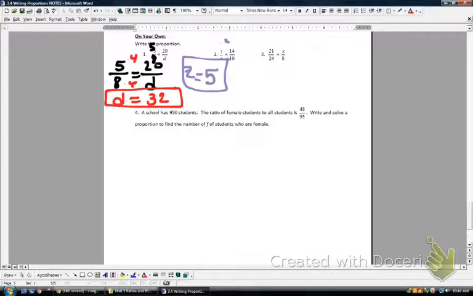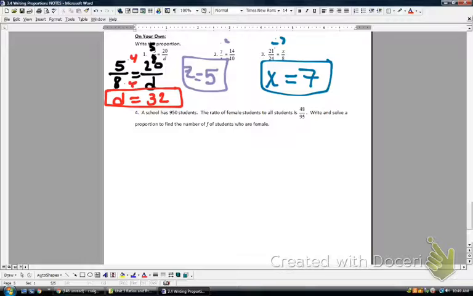Alright, let's look at the last one. 21 is to 24 equals x is to 8. So I know 24 divided by 3 is 8. 21 divided by 3 is 7. So x equals 7. So on this one, this isn't any where I had to use the cross product property.